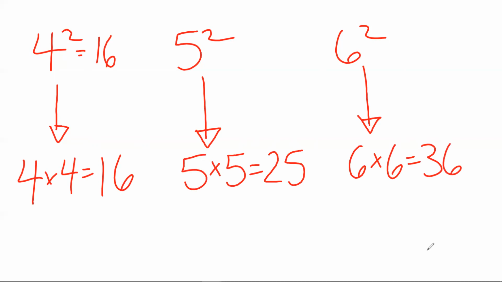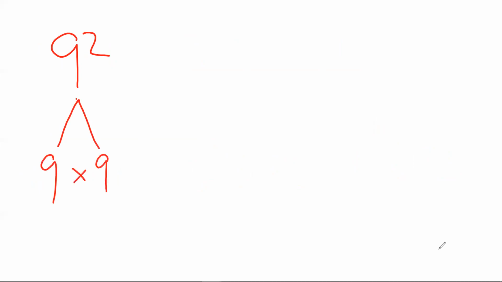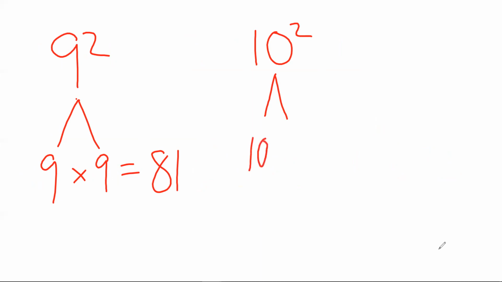So I'm going to do another one here. Let's do 9 squared. Aries, how do I write that out? 9 times 9. And what does that equal, Aries? 81. Good. And Caleb, how do I write 10 squared out? 10 squared is 10 times 10, which is 100.